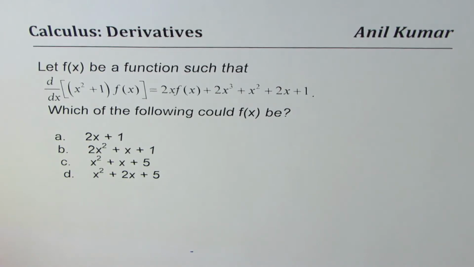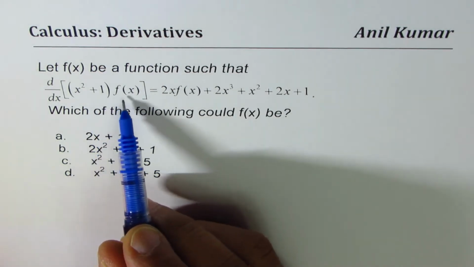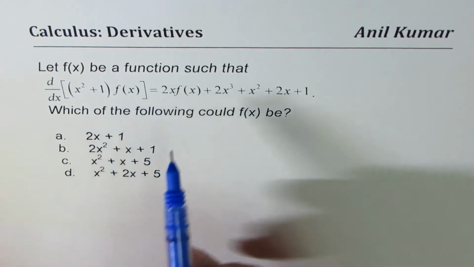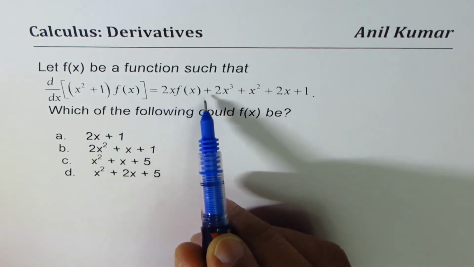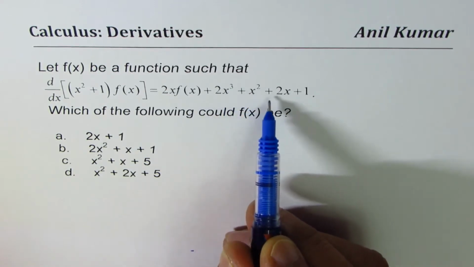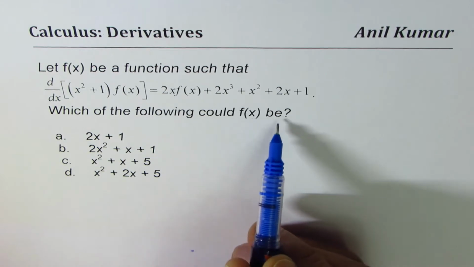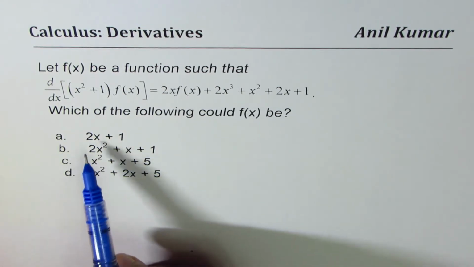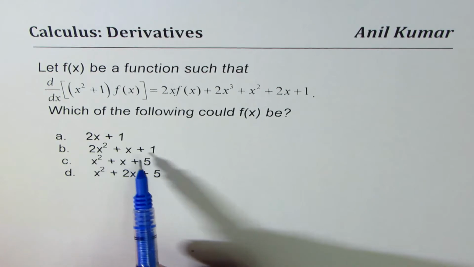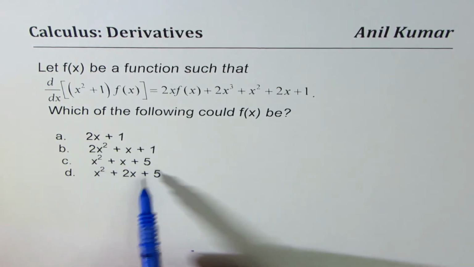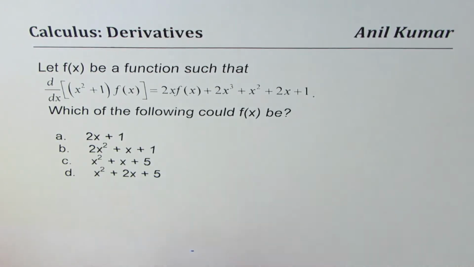The question here is, let f of x be a function such that d/dx of (x squared plus 1) times f of x is equal to 2x f of x plus 2x cubed plus x squared plus 2x plus 1. Which of the following could f of x be? Your four choices: 2x plus 1, 2x squared plus x plus 1, x squared plus x plus 5, x squared plus 2x plus 5. You may pause the video, try the question, and then look into my suggestions.